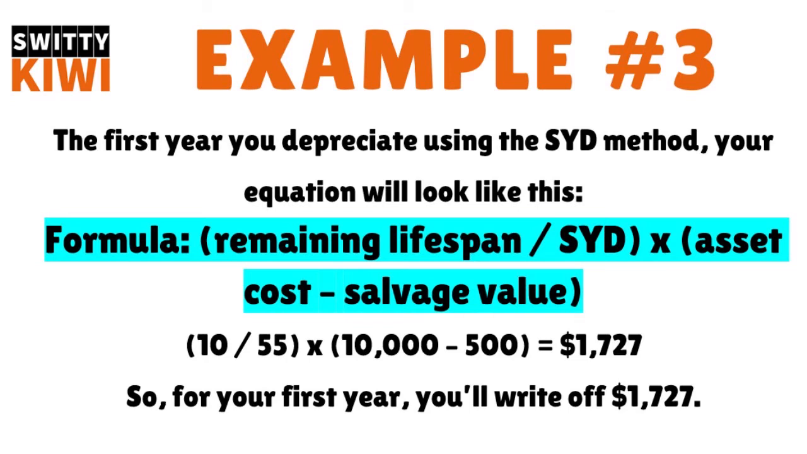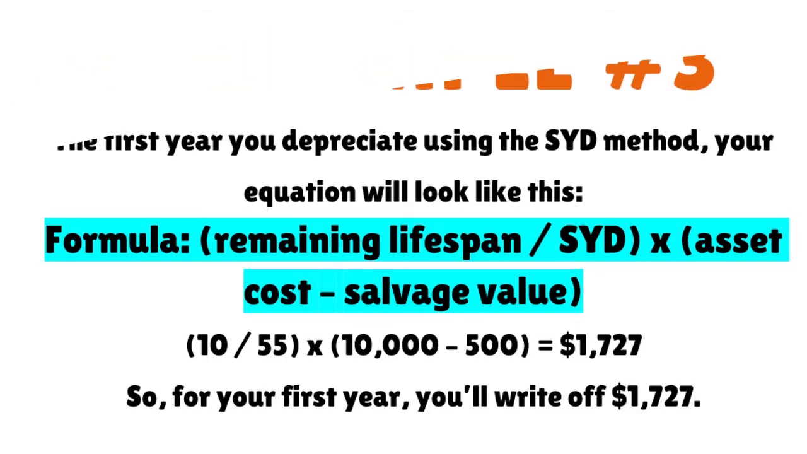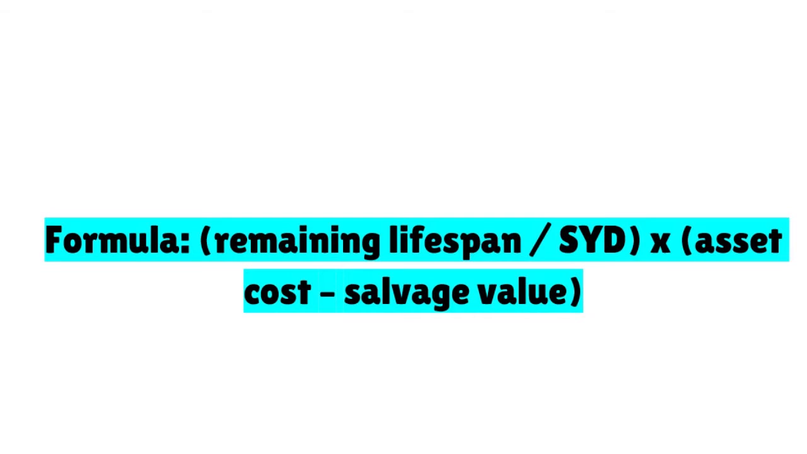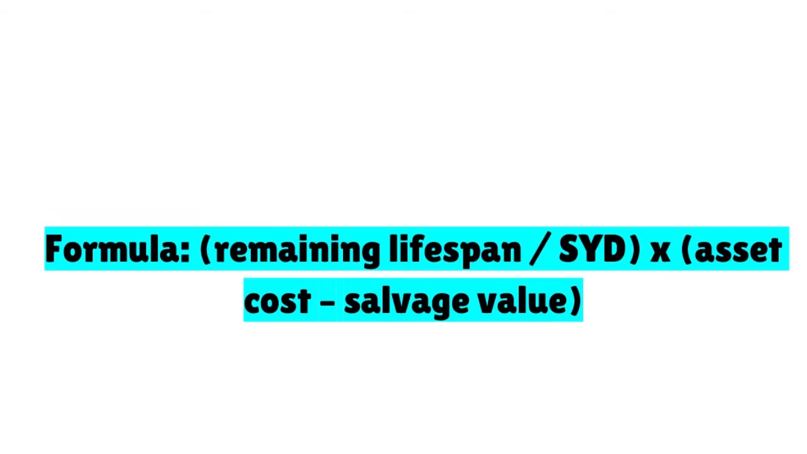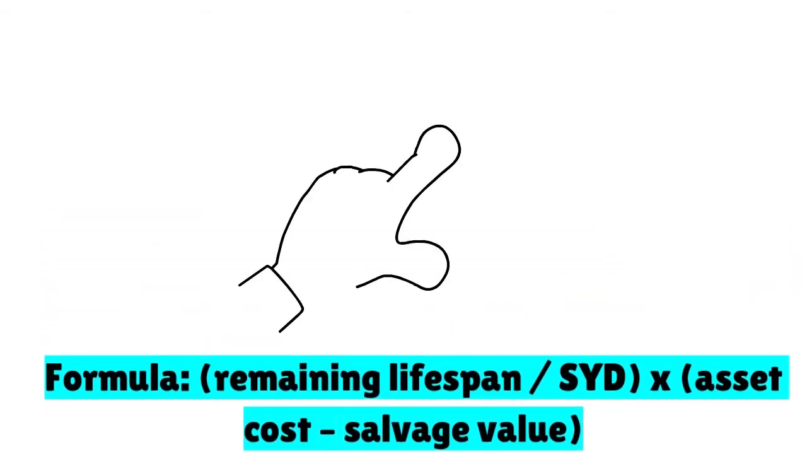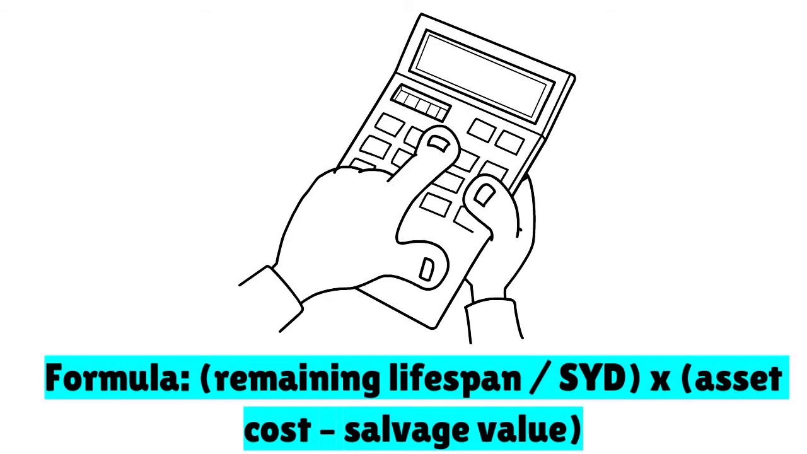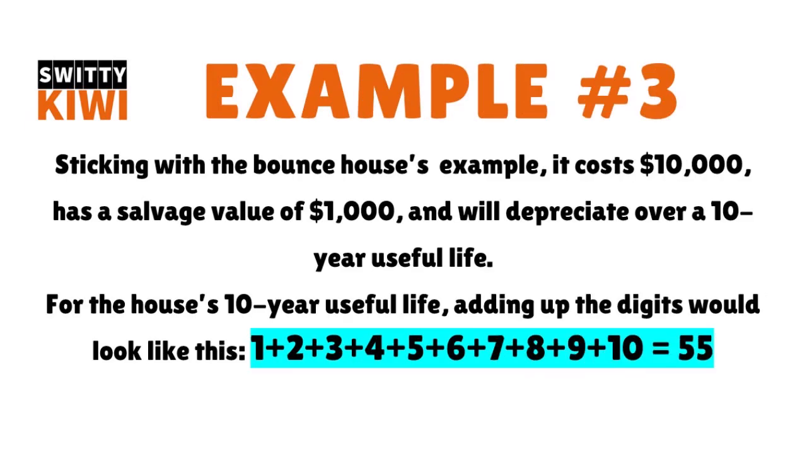The formula is the remaining lifespan divided by the sum of the year's digits, multiplied by the asset cost minus salvage value. I know this sounds like a foreign language to you, but again, I'm going to break it down for you. To calculate sum of the year's digits depreciation, you add up the digits in terms of the useful life to come up with a fraction that will apply to each year of depreciation.